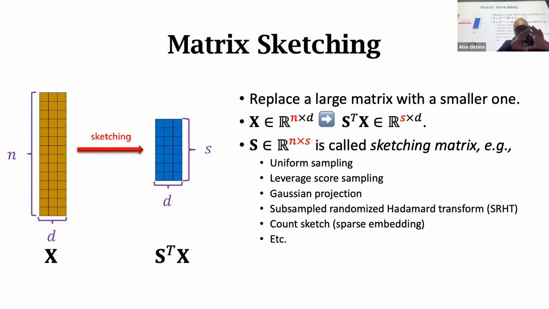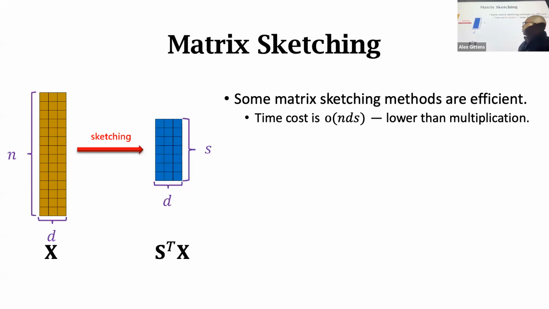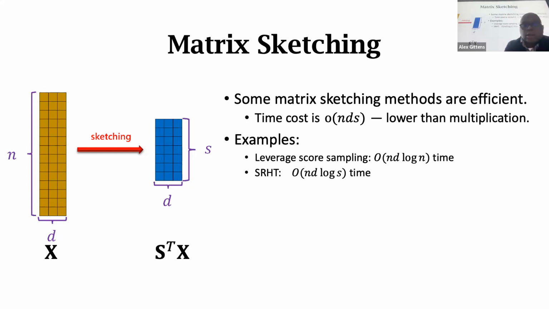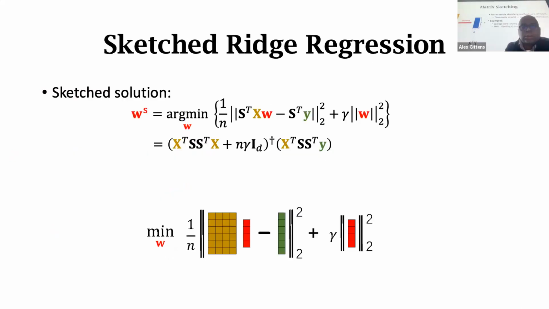Okay, so there's a whole spectrum of different conditions under which it makes sense to choose one or the other type of sketching. And sometimes it's possible and useful to provide guarantees that are independent of the particular sketch. Okay, so as I mentioned, some matrix sketching methods are more efficient than others. We want something that's lower than the cost of multiplying by a dense matrix. So leverage score sampling, for instance, can be done in near linear time in the size of your matrix. And the same thing for these subsampled randomized fast orthogonal transformations.